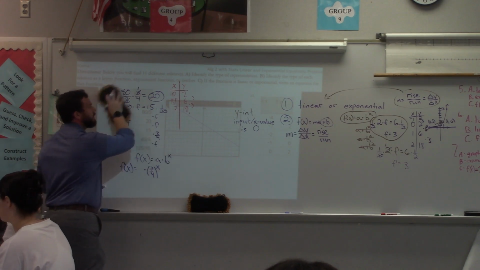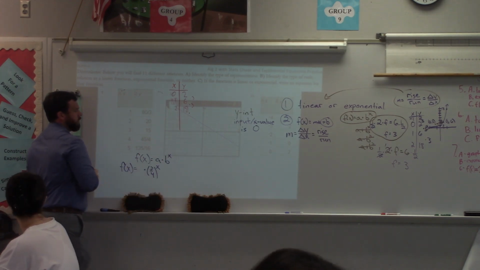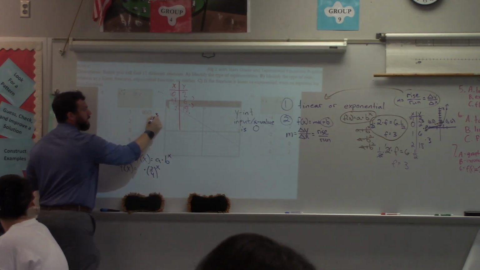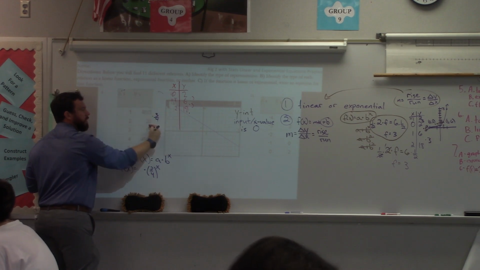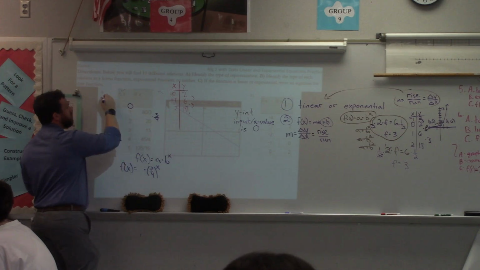Well, the input is 0. Do I have that yet? No. Right? So I can find it though. I'm multiplying by 3/4 to go this way. So to go backwards to that 0, what do I need to do? Divide by 3/4.